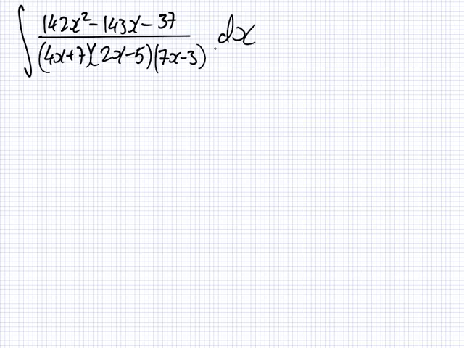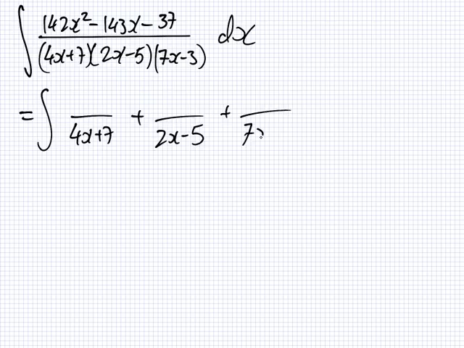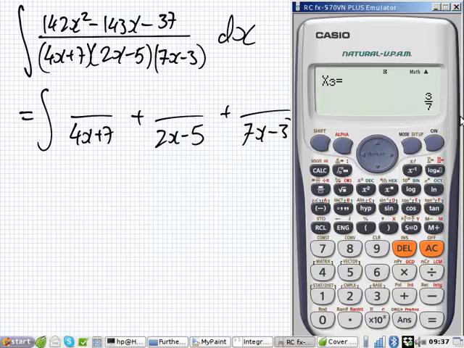Integrate. Now again, from last week, we know that you can write this as a number over 4x plus 7, plus a number over 2x minus 5, plus a number over 7x minus 3. And because this is simple, and by simple I mean all linears, no quadratics here, and no repeated roots, then we can use the cover-up method to get the answers quickly. So, let's do that.